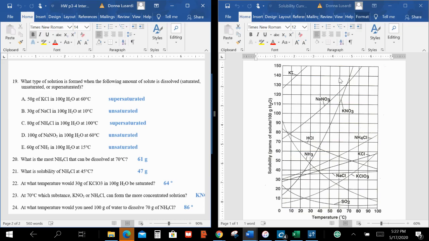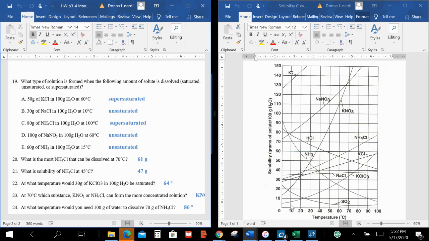If I have more than I should for a given temperature, that represents a supersaturated solution. So these are all in 100 grams of water. For KCl, if I have 50 grams of KCl at 60 degrees, I should only be able to dissolve about 46, but I have dissolved 50, so I have more than I should have, so it is supersaturated.